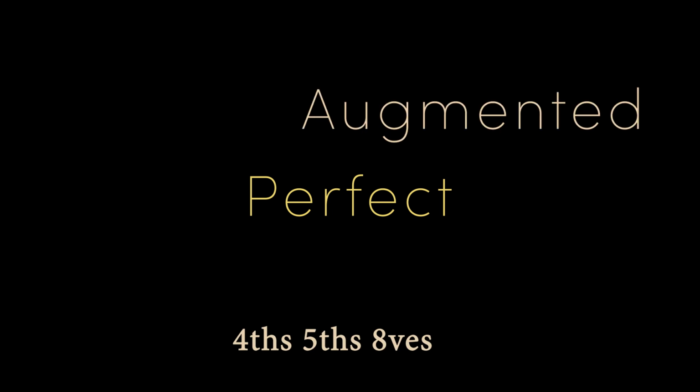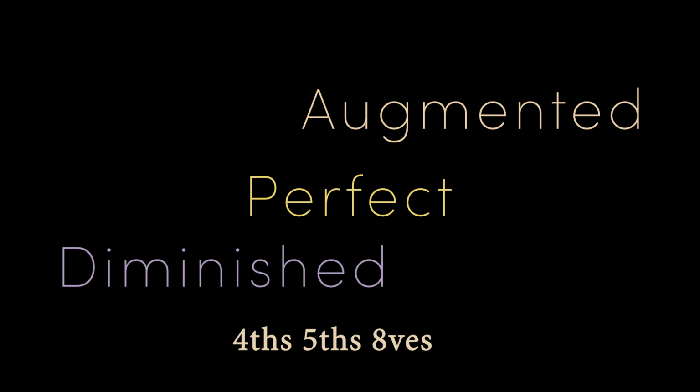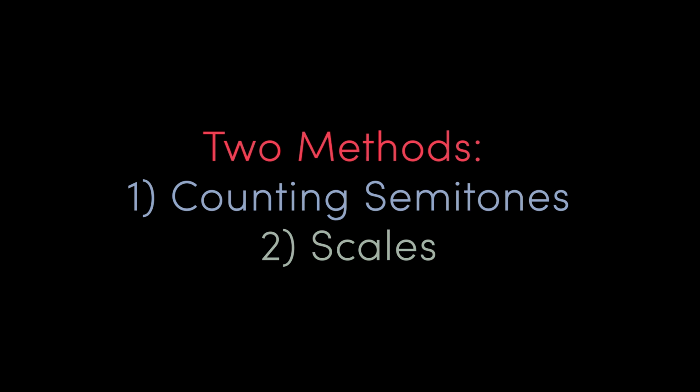Perfect intervals occur in major and minor keys, and these include fourths, fifths, and octaves. An augmented is a semitone wider than a perfect, and a diminished is a semitone narrower than a perfect interval. In this video, I'm going to show you two methods you can use to calculate your intervals. The first is through counting semitones, and the second using scales.